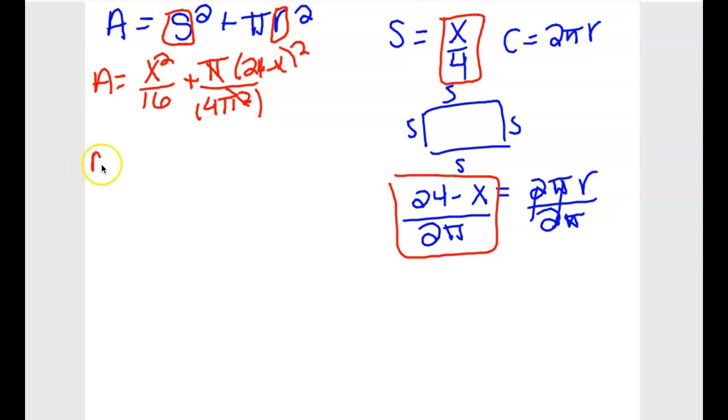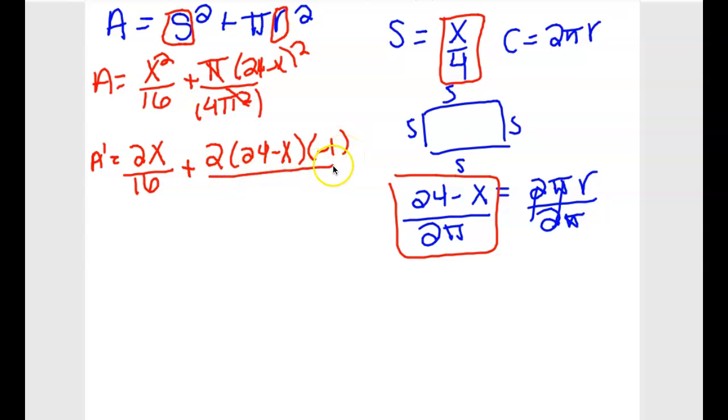So taking my derivative, A prime equals 2x over 16 plus 2 times 24 minus x times negative 1, all over 4 pi. I don't have to worry about the denominator in that case because it's constant. So it's kind of like a fraction up top. 2 over 16 reduces to 1/8 x. 2 over 4 becomes a half. So you have minus, I'm going to distribute it now.